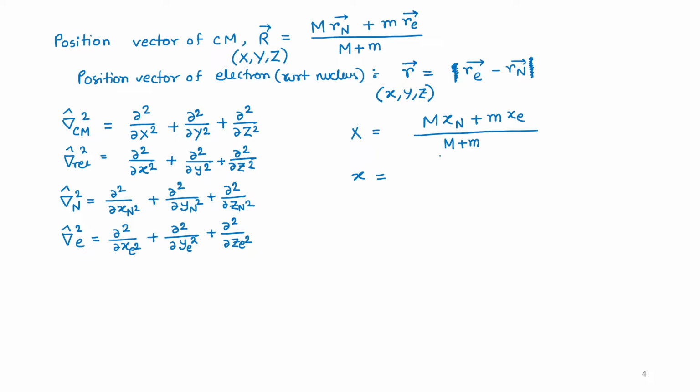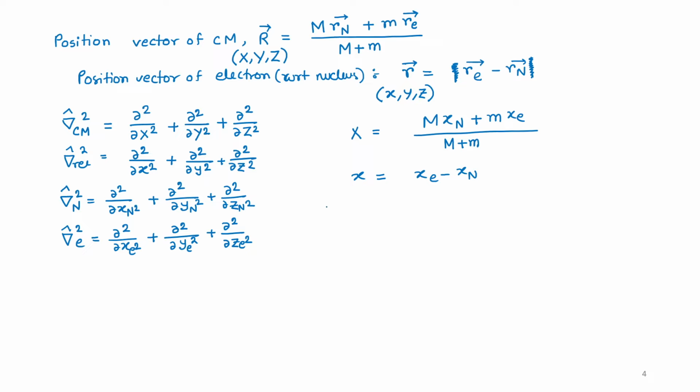And small x is xc minus x. I'm not writing explicitly what small y looks like. I hope you can understand that the capital Y is (mn yn plus me ye) by (mn plus me), and the small y would be ye minus yn, like that. So I will just be doing it for one of the dimensions, and it will be the same for the rest of the two also. And at the end we will see what we are getting.